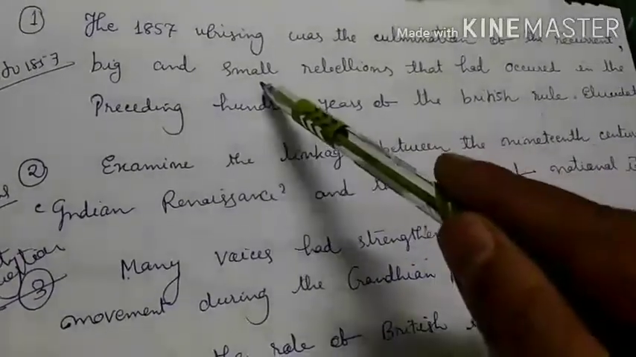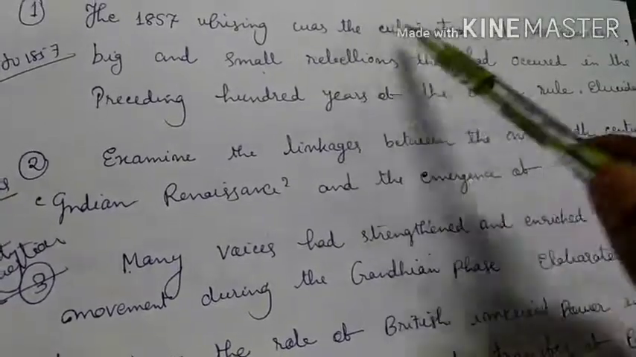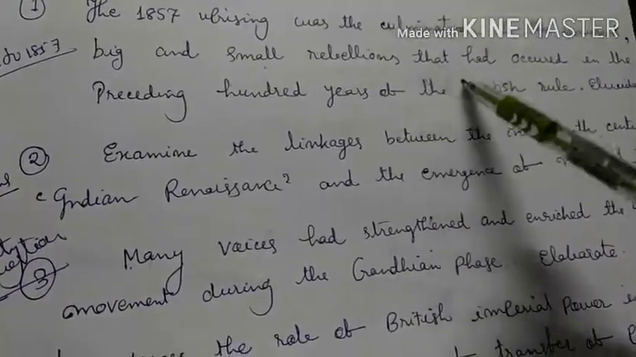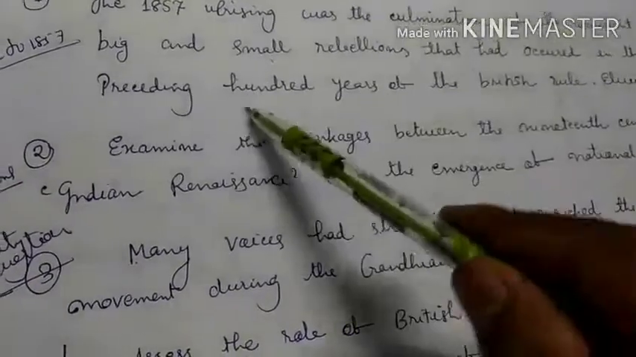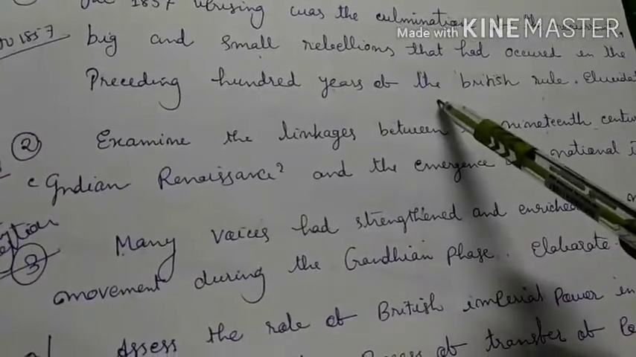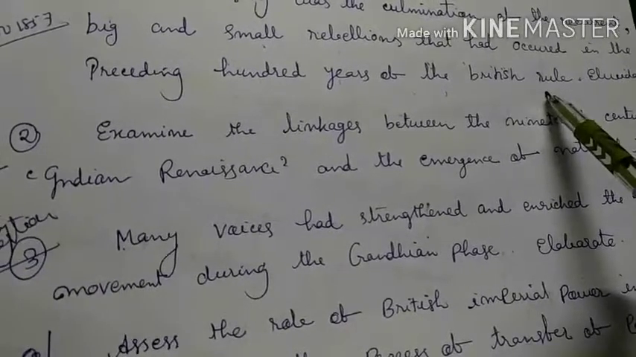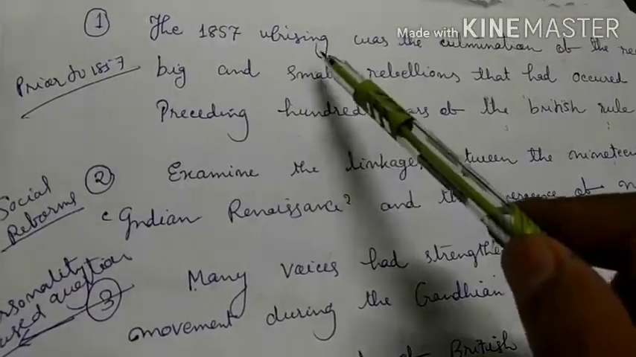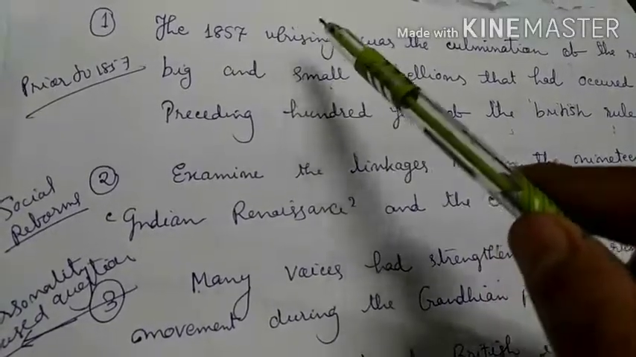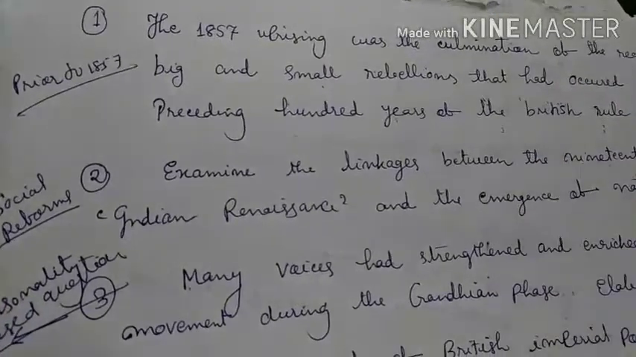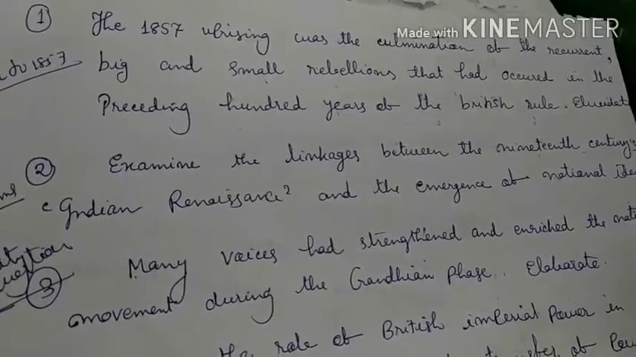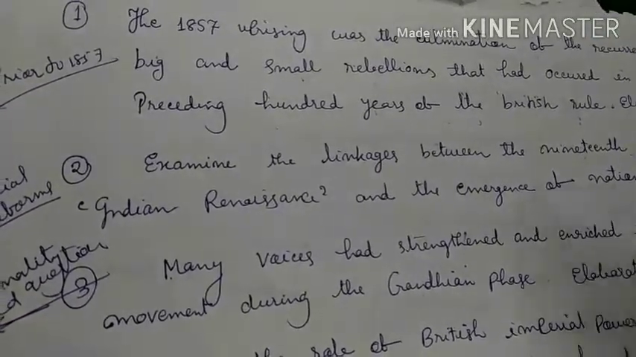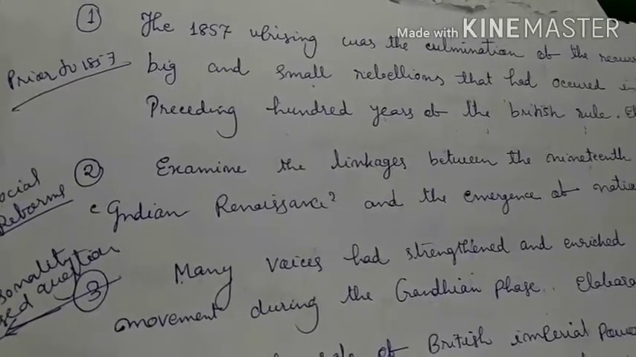The 1857 uprising was the culmination of the recurrent big and small rebellions that had occurred in the preceding 100 years of the British rule. Elucidate. So the question is asking that the climax of 1857 was based on the small, big and recurrent rebellions which had occurred in the preceding 100 years before 1857.